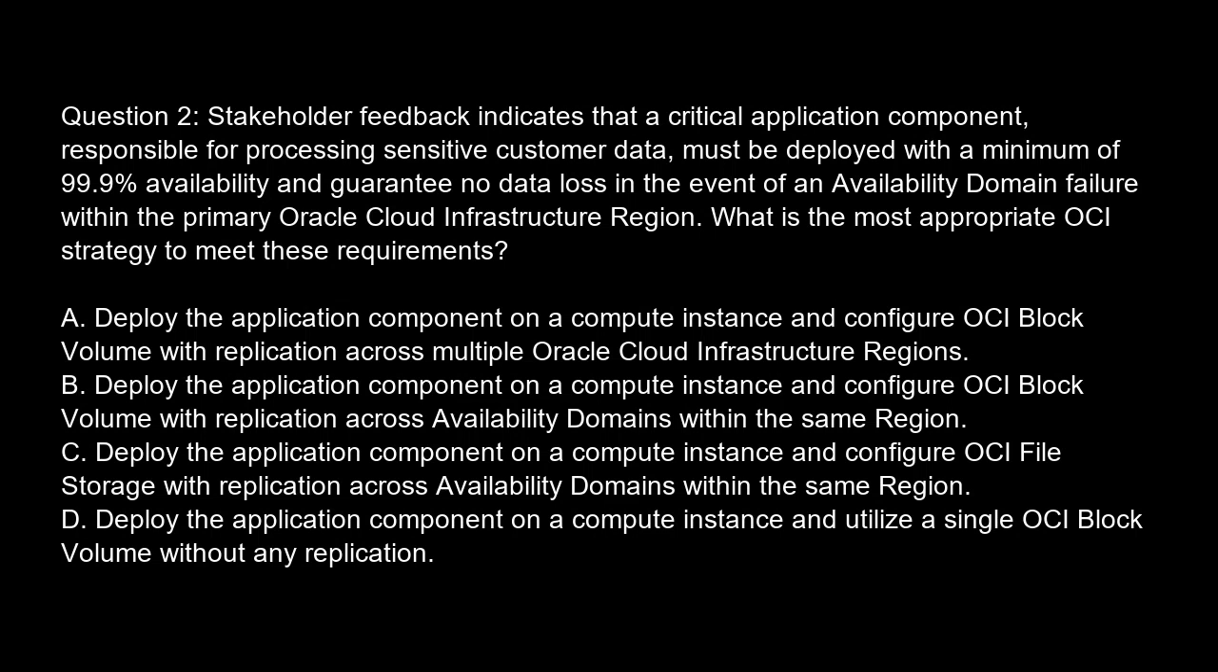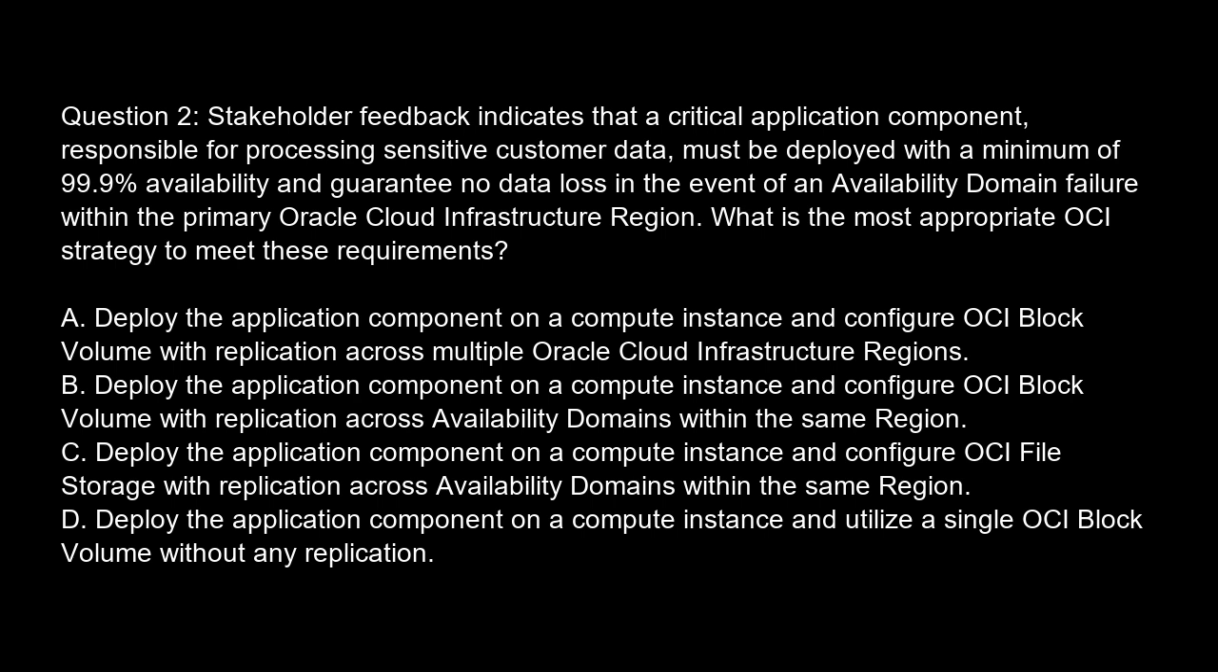Question 2. Stakeholder feedback indicates that a critical application component, responsible for processing sensitive customer data, must be deployed with a minimum of 99.9% availability and guarantee no data loss in the event of an availability domain failure within the primary Oracle Cloud Infrastructure region. What is the most appropriate OCI strategy to meet these requirements?